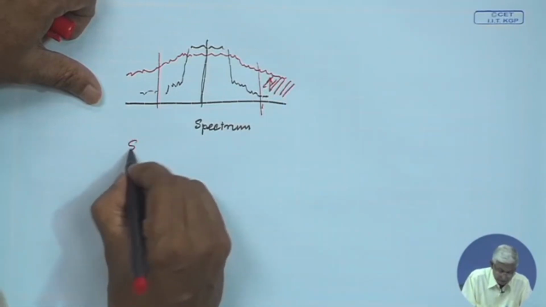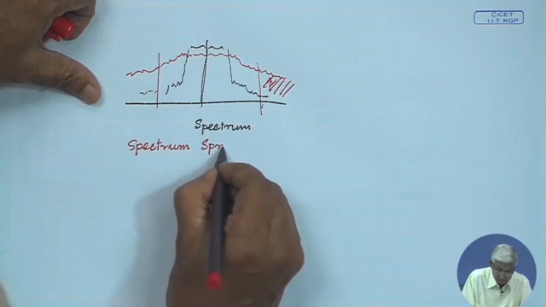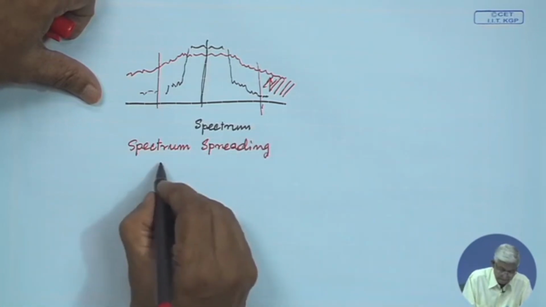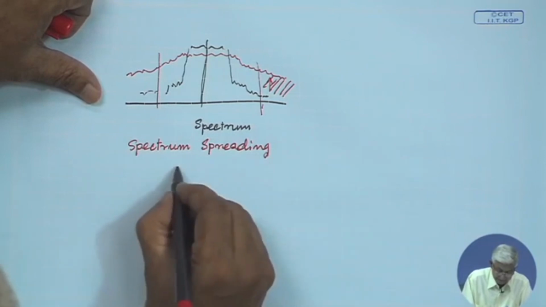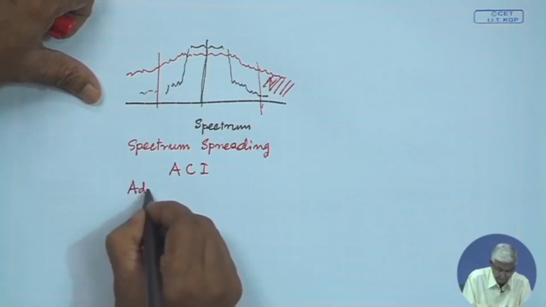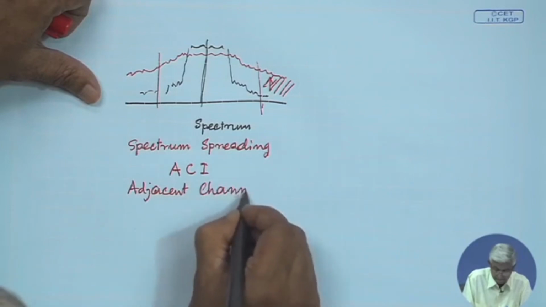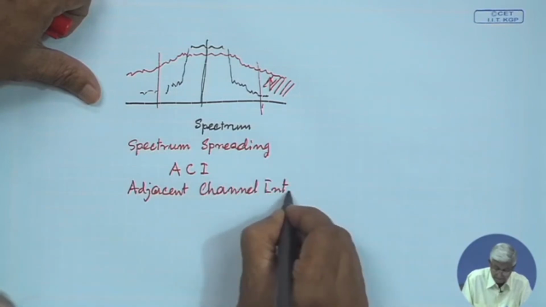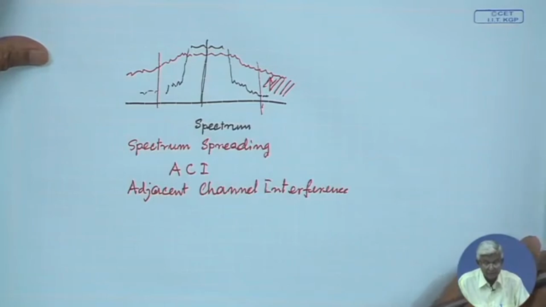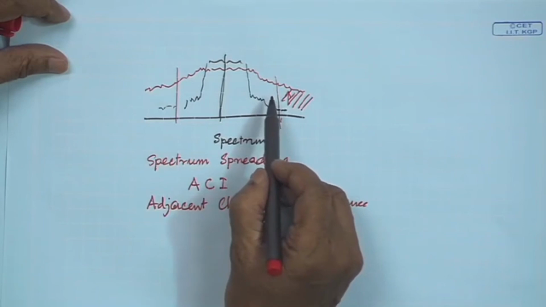So, spectrum spreading generates that adjacent channel interference. This is the effect of spectrum spreading. This is one of the serious things that happens due to intermod.